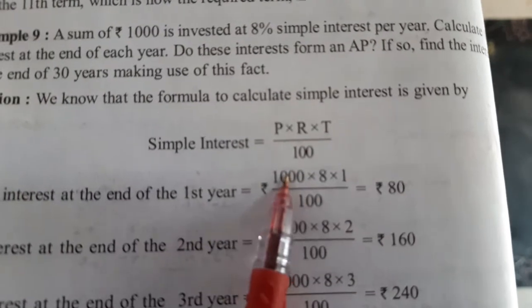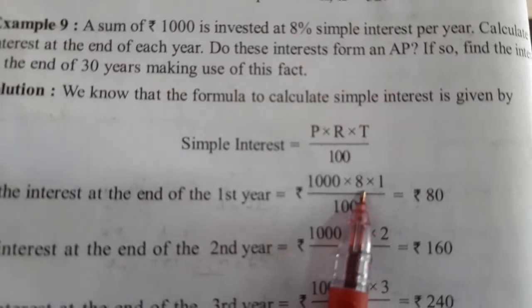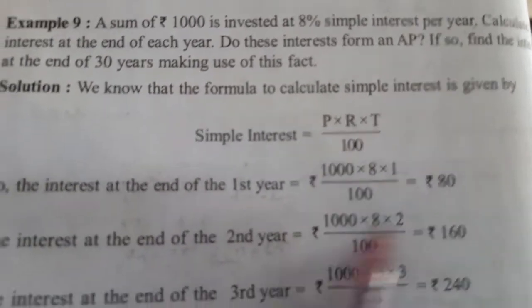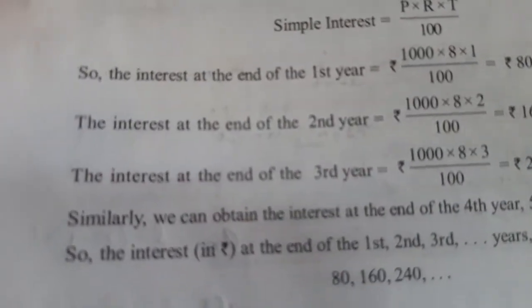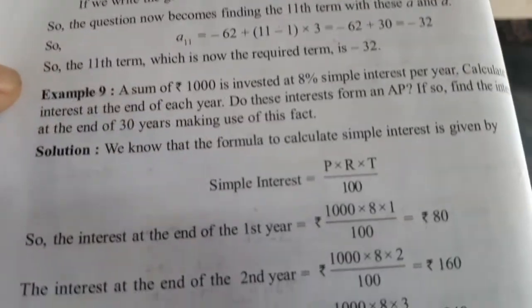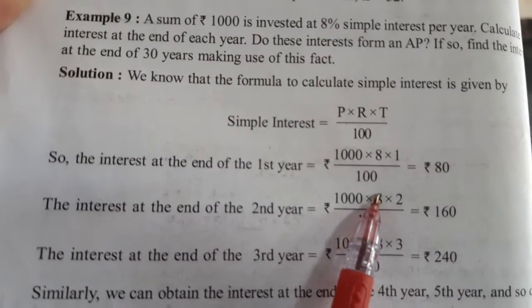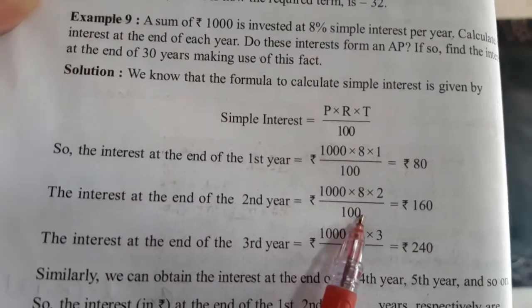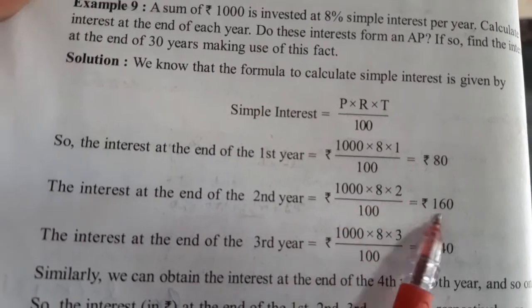The zeros get cancelled. 10 eights are 80. Now interest at the end of second year, that is 1000 into 8 into 2 divided by 100. So the zeros get cancelled. 10 eights are 80, 80 twos are 160.